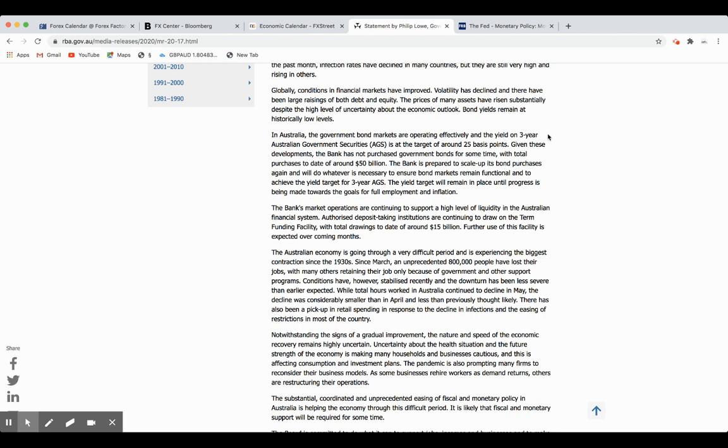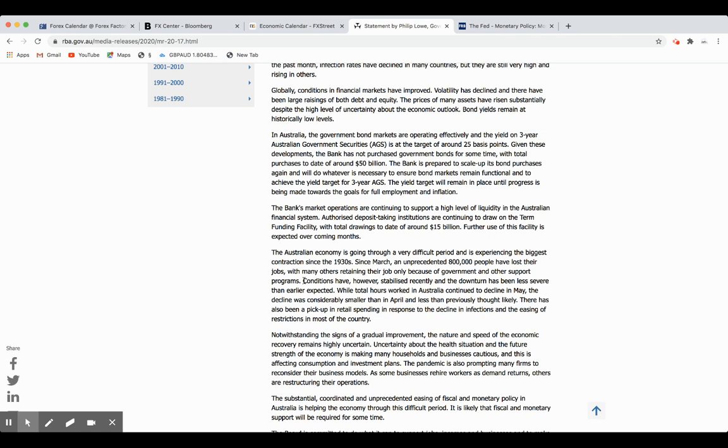So the Australian economy is going through a very difficult period, experiencing the biggest contraction since the 1930s. So you can see here, this is very big information, and you can see that the Australian dollar is at an area of weakness. This is something that you just wouldn't have known without looking through this, okay? Since March, 800,000 people have lost jobs. You can see then that unemployment is rising.